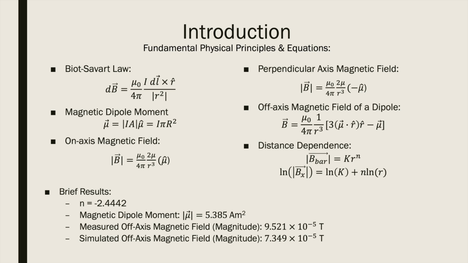The main results of this lab was that n was found to be negative 2.442, which is a negative number. The magnetic dipole moment was calculated to be 5.385 amps times meters squared. The magnitude of the experimental off-axis magnetic field was 9.521 times 10 to the negative 5 teslas, and the magnitude of the computational off-axis magnetic field was 7.349 times 10 to the negative 5 teslas.